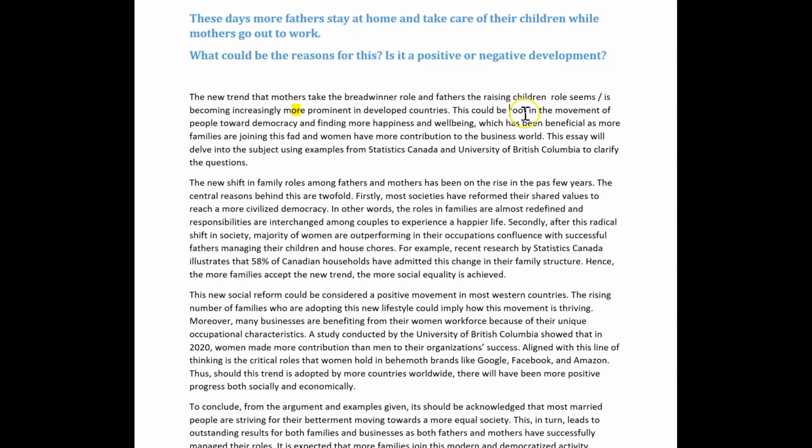This could be, it has to be a passive. Rooted in the movement of people towards democracy. Not just that. I think it's equality and the movement of. So I would kind of question that, but I don't want to get into politics, but I would say equal rights and finding more happiness and well-being, which has been beneficial as more families are joining this fad and women have more contribution to the business world.